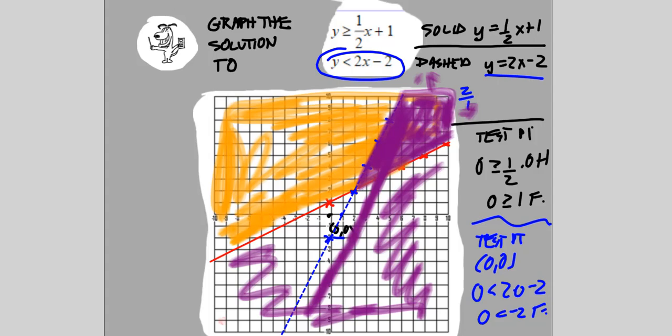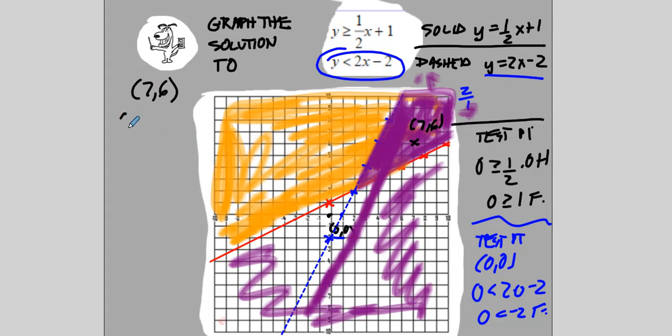And just for sake of argument, let's demonstrate that on just one of these. So let's use that point, which is 7, 6. So we're going to show it makes each of these true. So we're using 7, 6 as our point of the common solution.